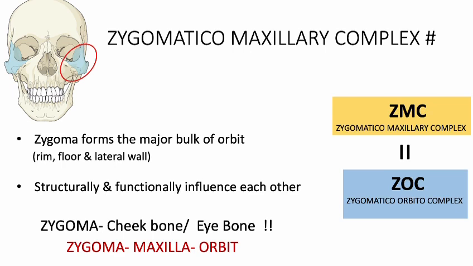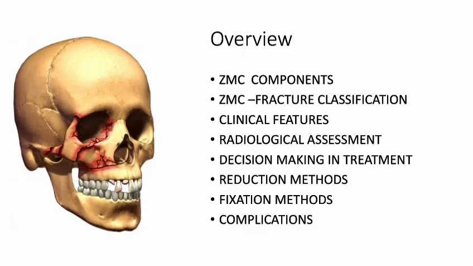Zygoma was found to be intimately related to the orbit also. Any change in the position of the zygoma affected the eye also. So today, zygomatico maxillary complex is also called zygomatico orbital complex. So the bottom line is zygoma is connected to the maxilla and the orbit. Through this presentation, I will discuss the components of the ZMC complex, classification of ZMC fractures, clinical features, radiological assessment, decision making and treatment, the reduction and fixation methods, as well as the complications.